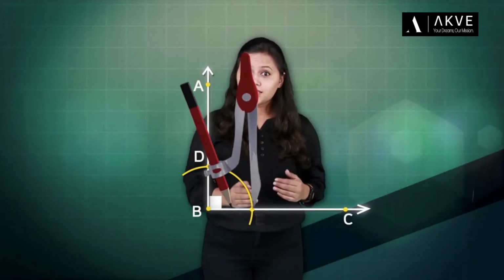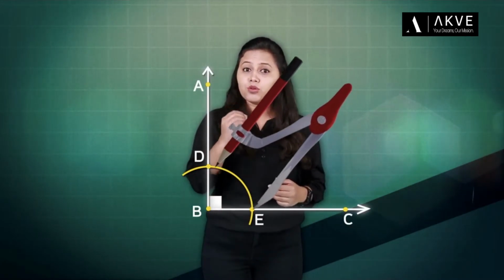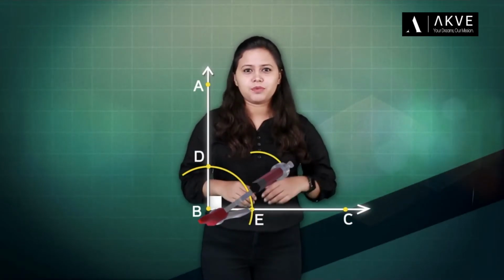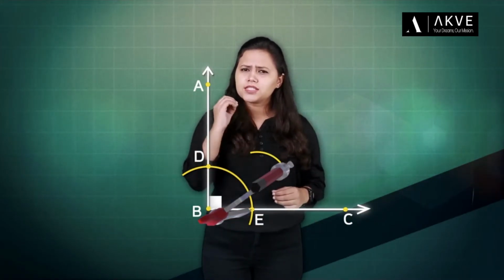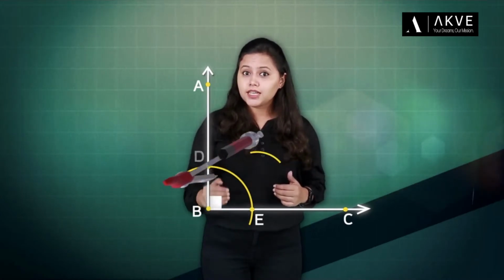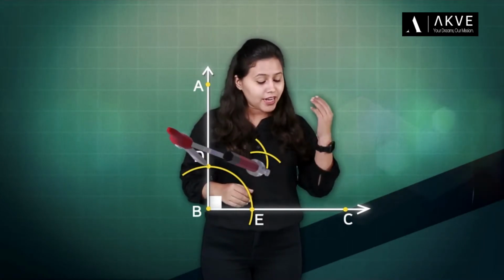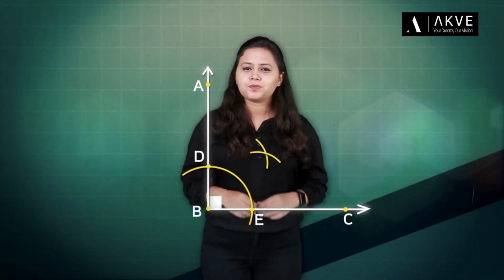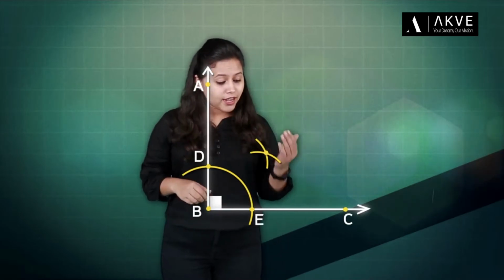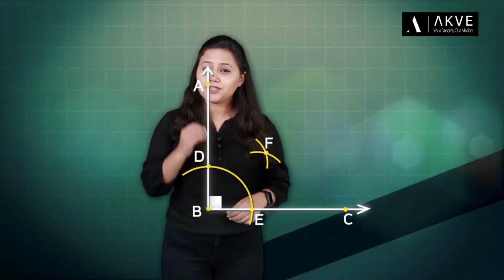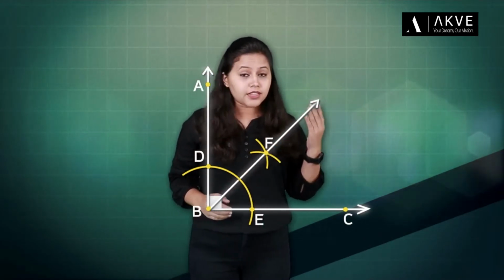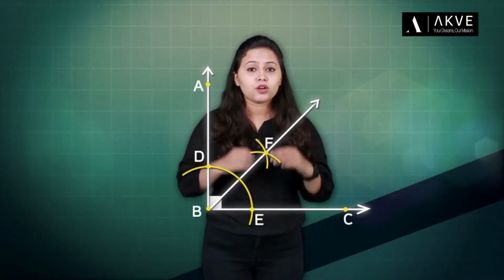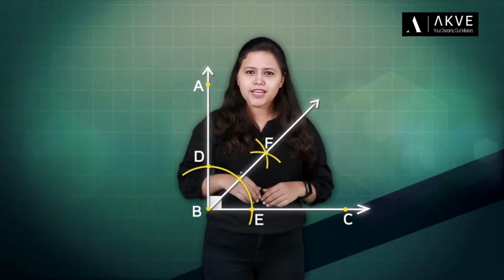Now, taking E as center and with the radius more than half the length of DE, draw an arc in the interior of angle B. Now, using the same radius and taking D as center, draw another arc in the interior of angle B such that it intersects the previous arc. Let the two arcs intersect at F. Lastly, draw the ray BF. The ray BF is the required bisector of angle ABC. Also, name this point P.